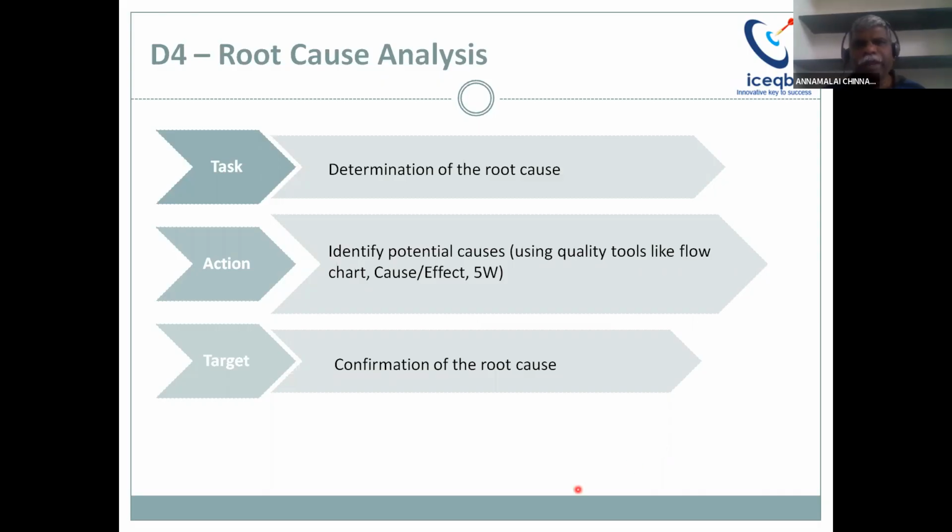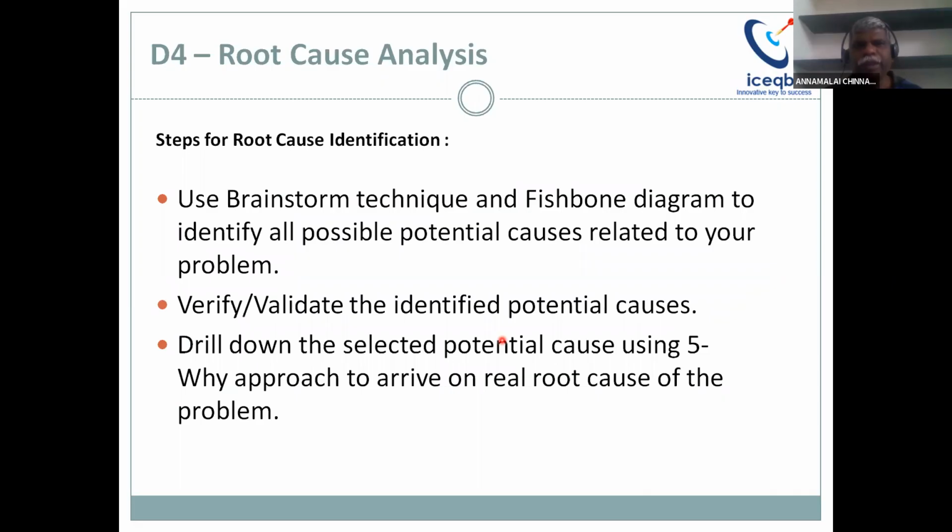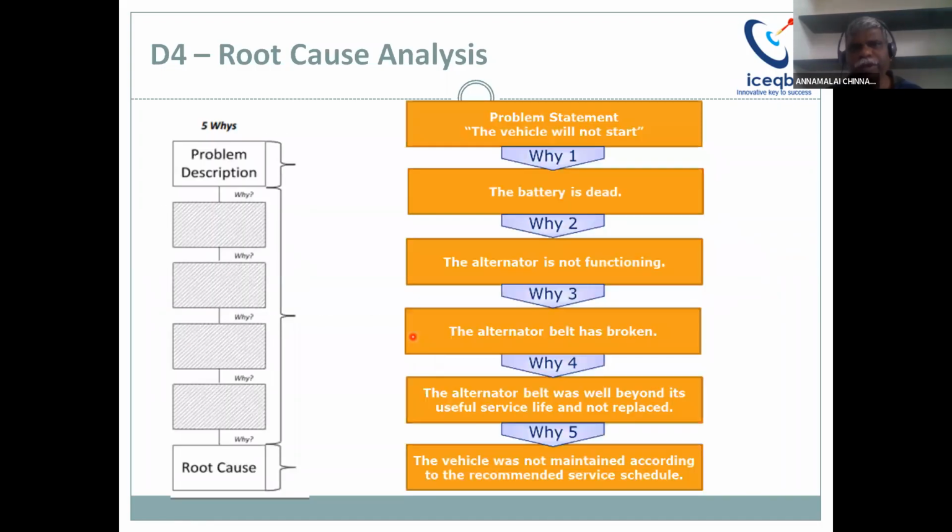So now is the time to find the real root cause of the problem. For identifying the potential root causes, you can use tools like the flow chart, the cause and effect diagram or fishbone diagram, 5Y analysis like that. The objective of this step is to confirm the real root cause of the problem. You can use the brainstorming technique and the fishbone diagram for identifying all the potential root causes, and then you can also use the 5Y analysis for finding the root cause.